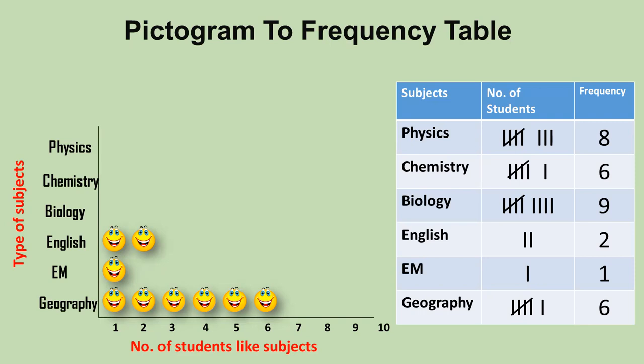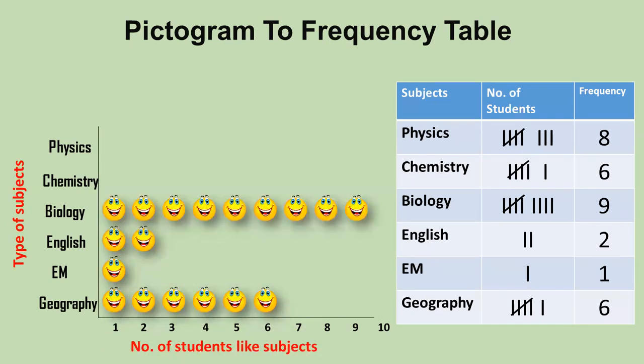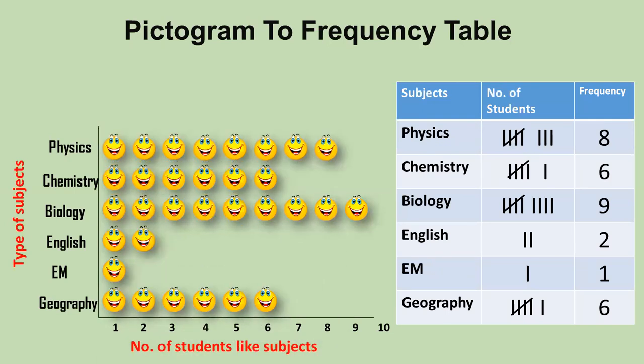While for biology, there are 9 students who love biology. So in this way, we can represent 5 plus 4, that is our 9, in the tally. So the number 9 is the frequency. While in chemistry, there are 6 students, and in physics, there are 8 students. So in this way, we can represent the pictogram data in a frequency table.